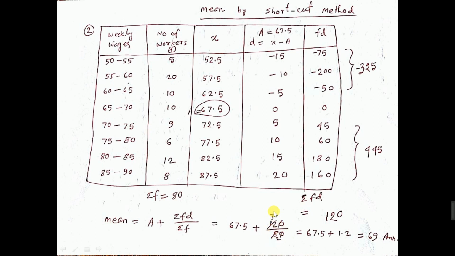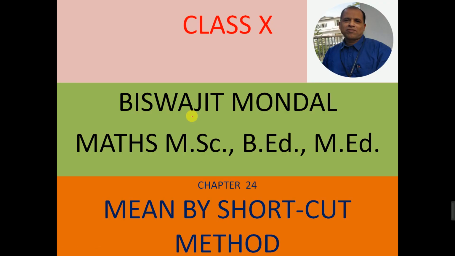3 by 2 means actually this is 1.5. I made a mistake here, it will be 1.5. Now if we add this 67.5 plus 1.5, it will be 69. So this is the shortcut method of finding mean. That's all for this video.